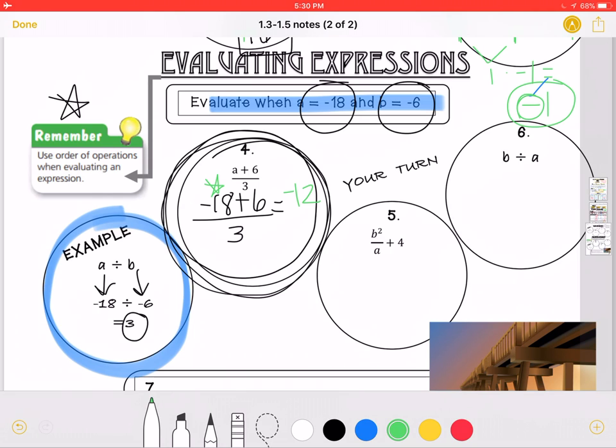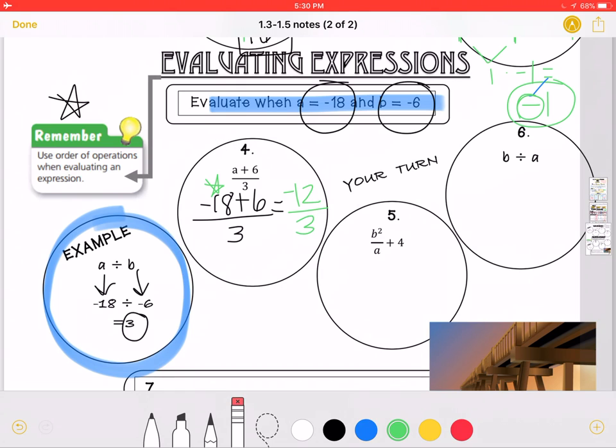But we're not done. We still have to do the divided by 3. What's a negative 12 divided by 3? You hopefully are thinking a negative 4, and if you are, you're correct. 12 divided by 3 is 4. A negative divided by a positive gives us a negative. Let's keep moving along here.